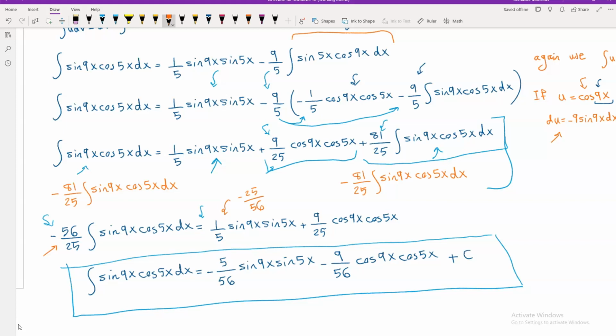This one multiplied by negative 25 over 56, we're going to have negative 5 over 56, and multiply this one by the same number. So we're going to have negative 9 over 56. And rewrite what we had on that part. Same thing for this one. So the final answer is negative 5 over 56 times sine 9x sine 5x minus 9 over 56 times cosine 9x cosine 5x plus constant. So that is C. So this is our final answer.